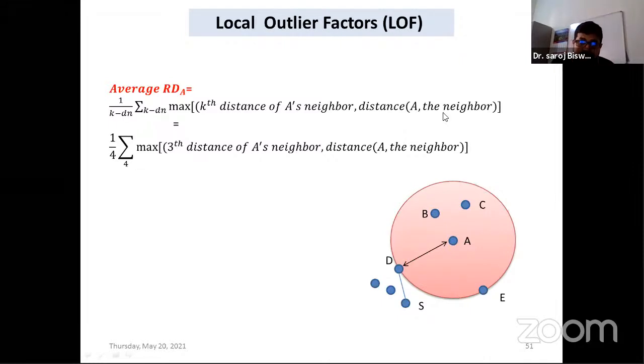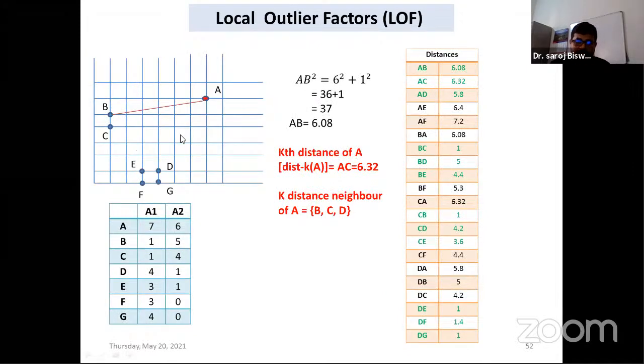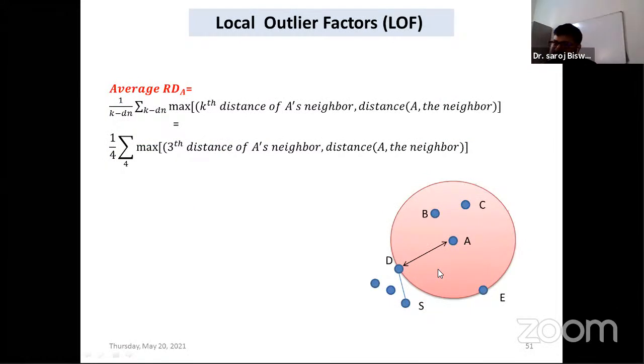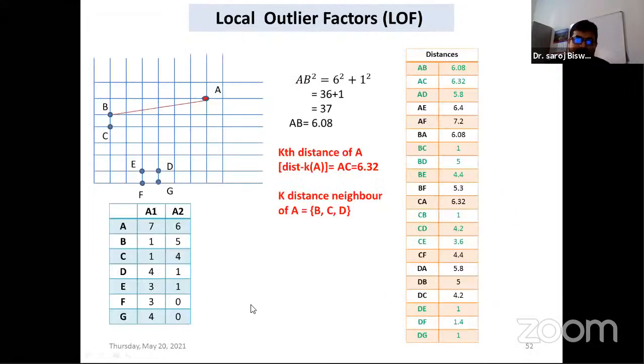Now the problem is changed. We made that diagram just for the concept, because this kind of situation may arise. That's why I discussed it. Now we have the actual problem. If we make the circle with the third distance, which one is the third distance? Among the 3 nearest neighbors, the longest one is the third distance.